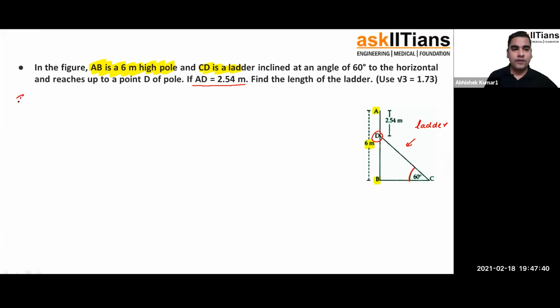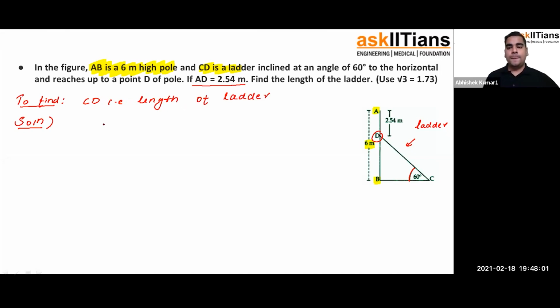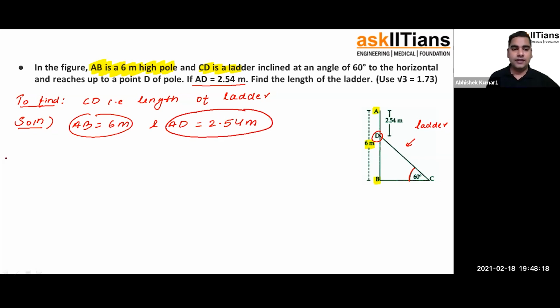So basically, what do we have to find here? We have to find CD, which means the length of ladder. And what are we provided? We are already provided AB. AB is equal to 6 meter. And you are provided AD, that is equal to 2.54 meter. Right. So if AB is given to us and AD is given to us, we can easily calculate BD, right or not? Therefore, what will be BD?